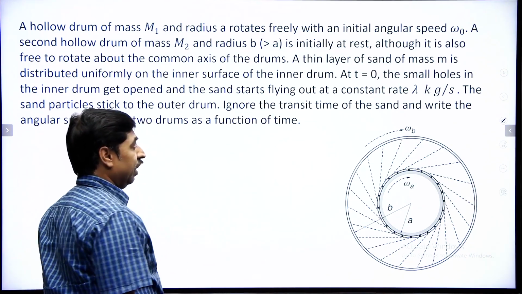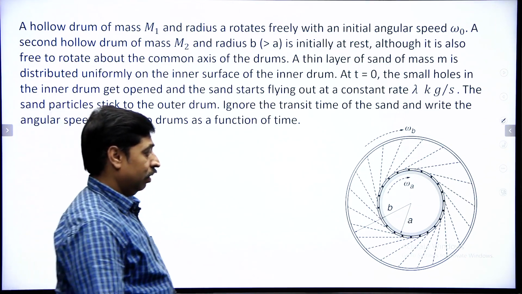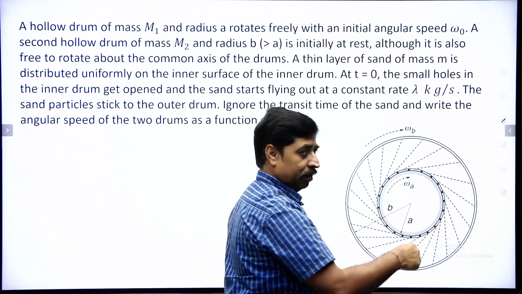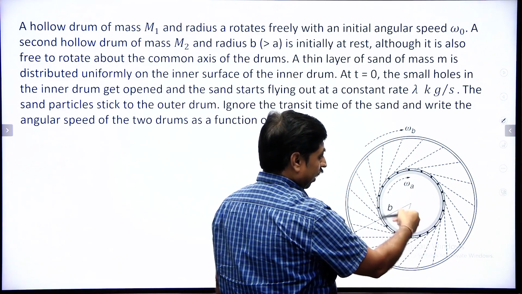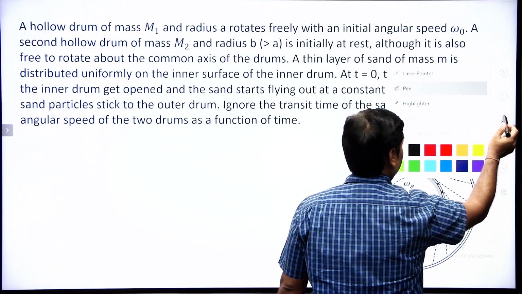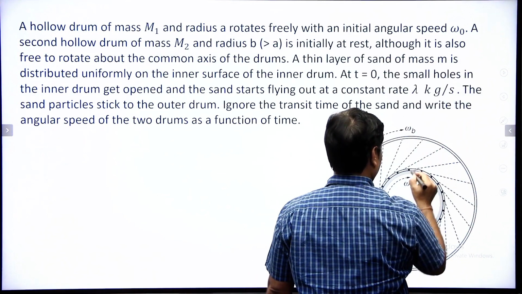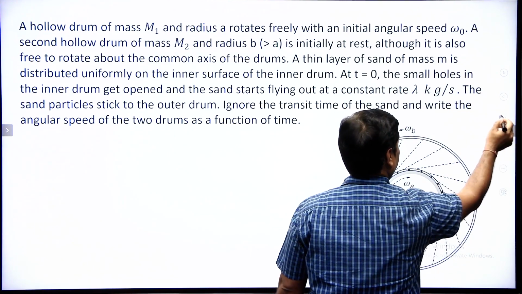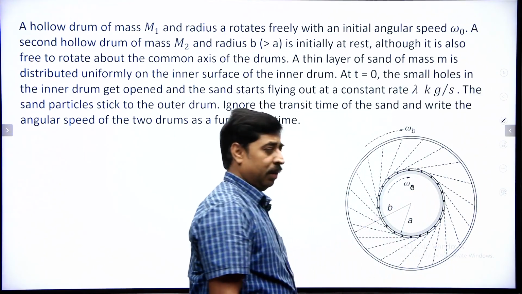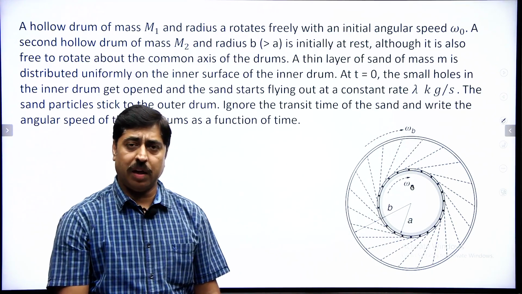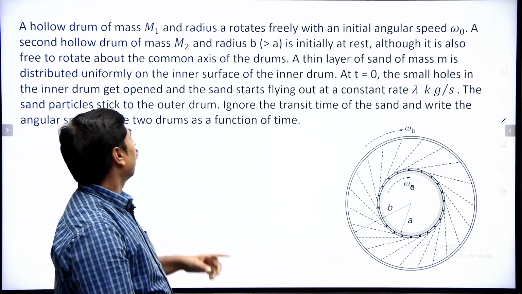A hollow drum of mass m1 and radius a rotates freely with an initial angular speed omega naught. This is a hollow drum, a hollow cylinder. It is spinning about its own central axis at an angular speed omega naught.